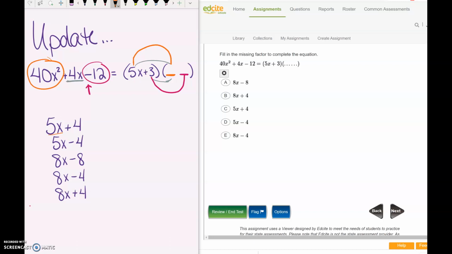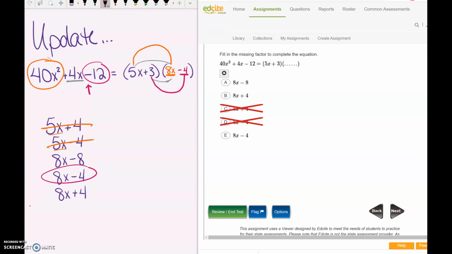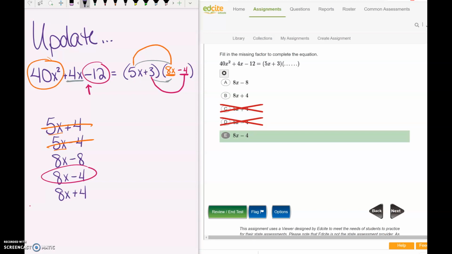5x times 5x is going to be 25x squared. So it's definitely not either of those. It has to be 8x. So we know that that number is 8x. Then 3 times something has to give us negative 12. That would have to be negative 4. So it's that one.